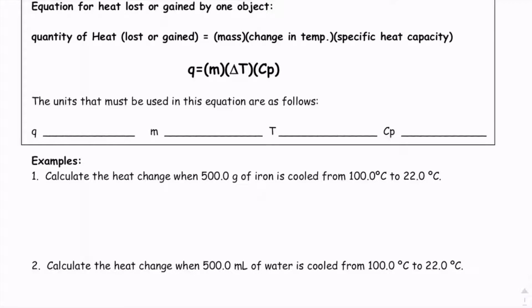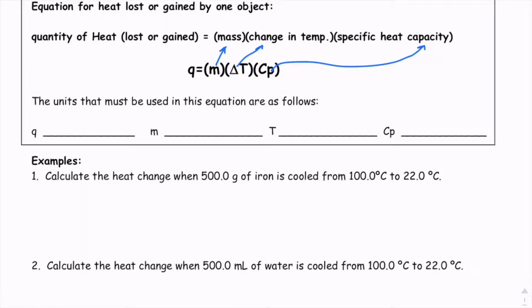So there's an equation that relates the mass of an object, the change in temperature in the object, so we know that it's transferring energy, and the specific heat capacity. So it's Q equals M times delta T times Cp. So the Cp stands for capacity, delta T is change in temperature, M is mass.